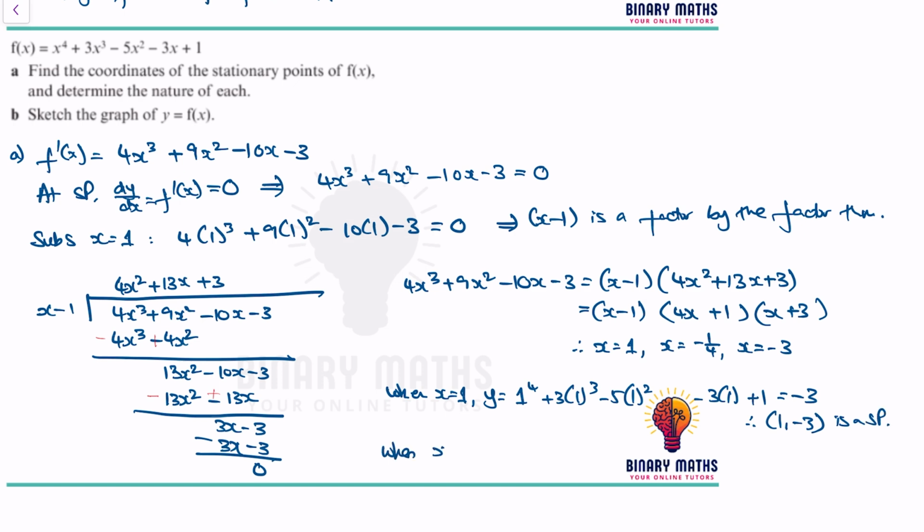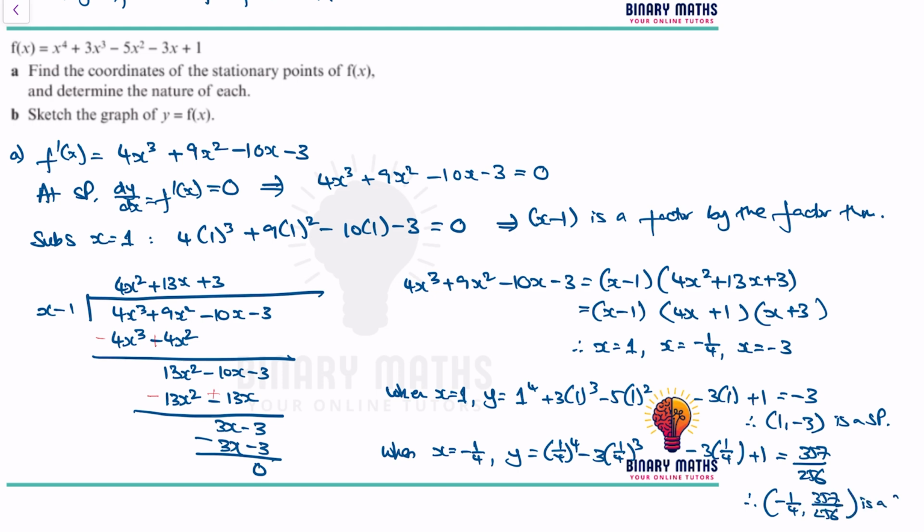Okay, in a similar way, when x equals minus a quarter, if I substitute x equals minus a quarter into y, f of x, then I get y is equal to minus 55 over 4. No, that's not right. Let's just do it the long way. So y would be equal to a quarter to the power of 4 minus 3 times a quarter to the power of 3 minus 3 times a quarter plus 1. If I put that into my calculator, I end up getting 357 over 256. Therefore, minus a quarter, 357 over 256 is a stationary point.